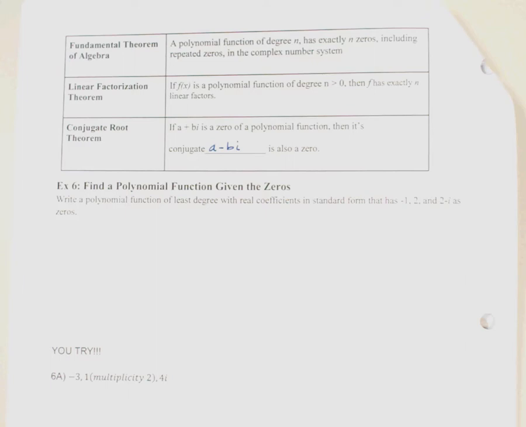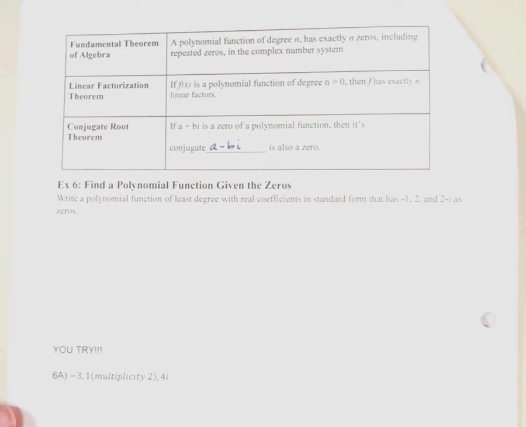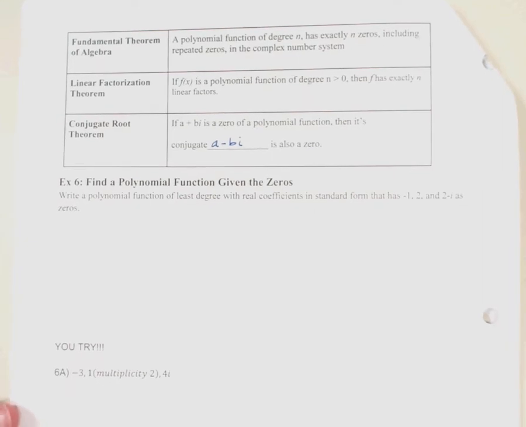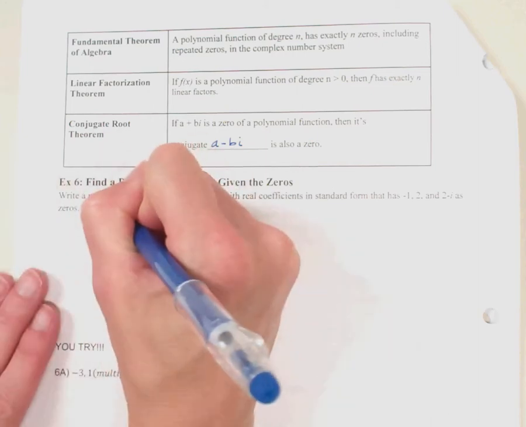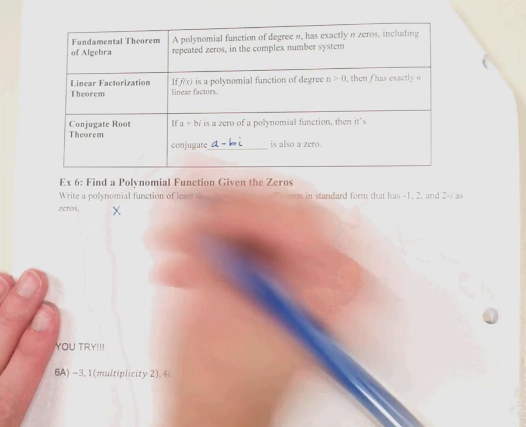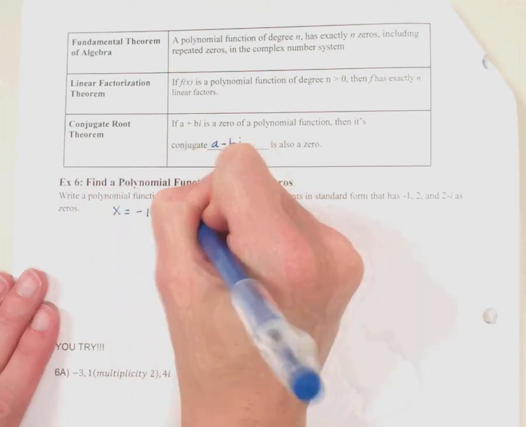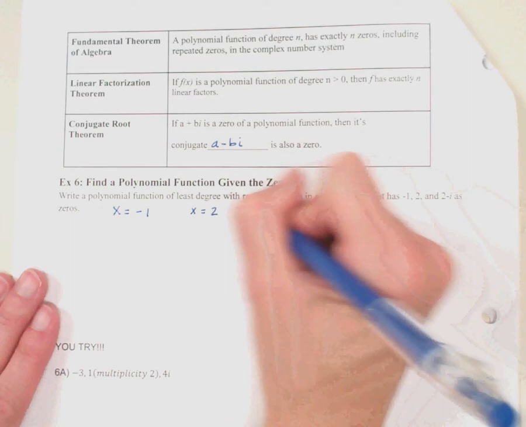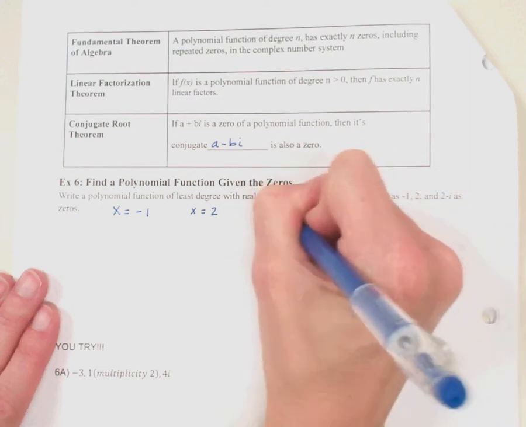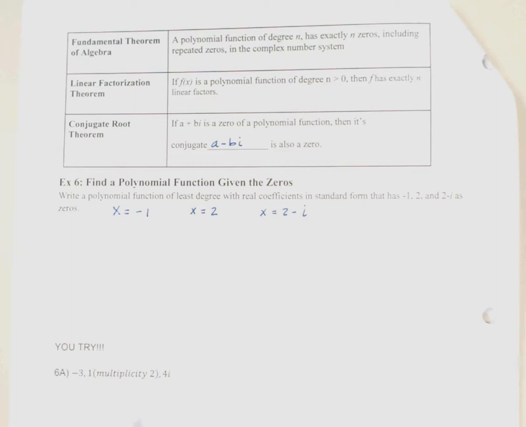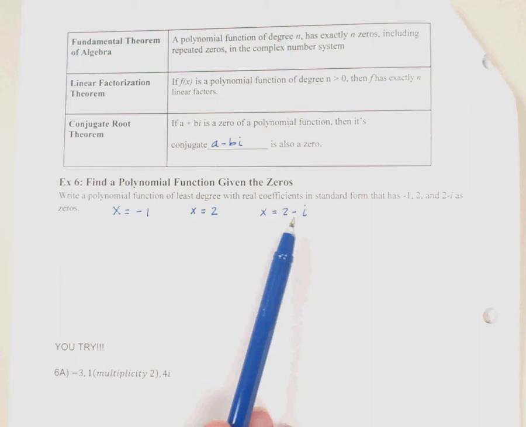Remember, the zeros are the values that we get for x. They could be real or they could be imaginary. So we have: write a polynomial function of least degree with real coefficients in standard form that has -1, 2, and 2 minus i as zeros. So what I know is a polynomial function. When we solve for x, we get x to equal -1, we get x to equal a positive 2, and we get x to equal 2 minus i. Okay? So we have 2 real solutions, and we have a complex solution or an imaginary zero.